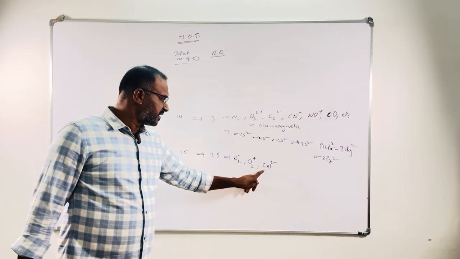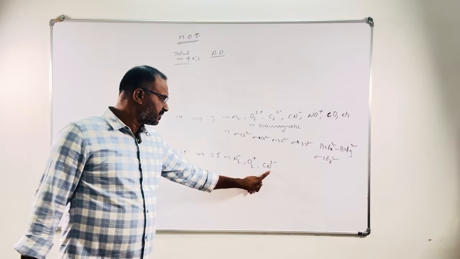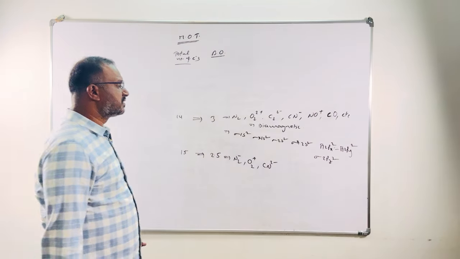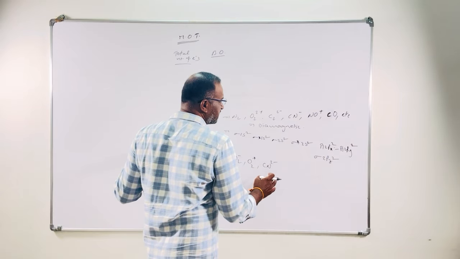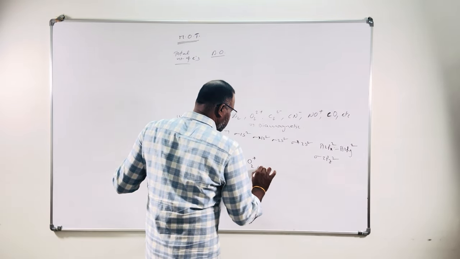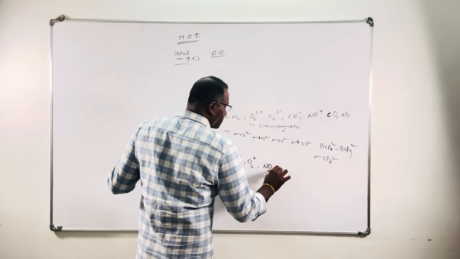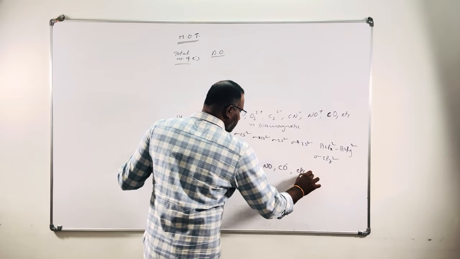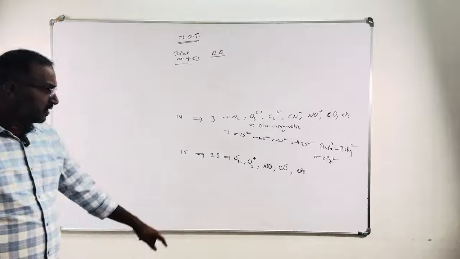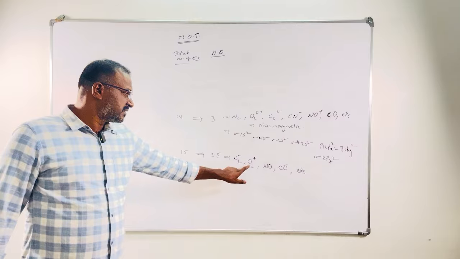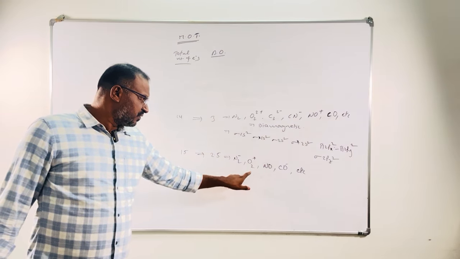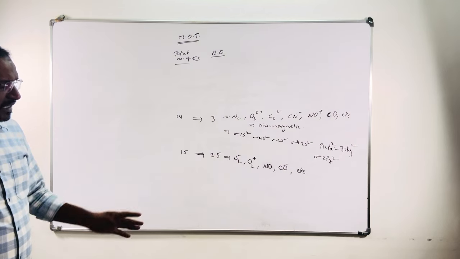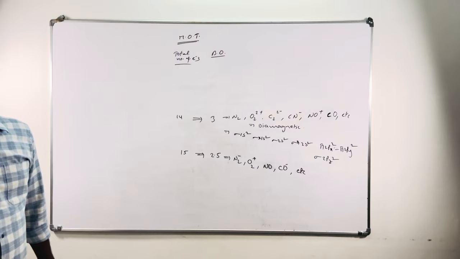6 plus 7, 13 plus 2, 15 will be CN2-. Generally CN2- will never exist, so no need to write. NO you can write, CO minus you can write, etc. You can take any examples: N2 minus, O2 plus, NO, CO minus, etc.